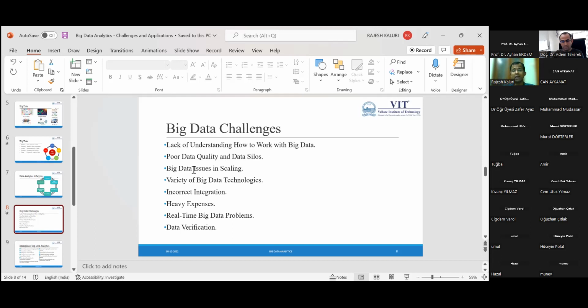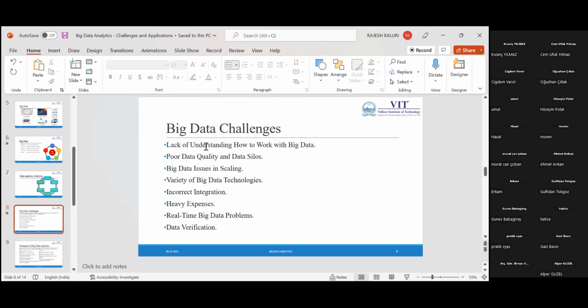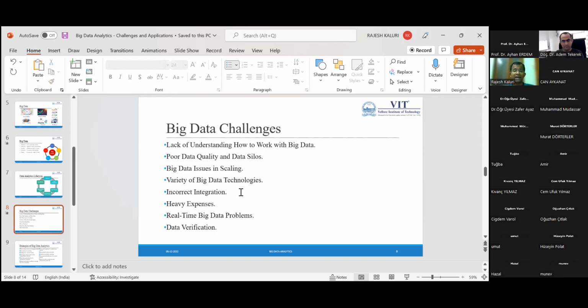And the other one is big data issues in scaling. There are two types of scaling: one is called horizontal scaling and the other vertical scaling. When you talk about vertical scaling and horizontal scaling in big data, there are so many issues that will arise, especially when people do not have an idea of working with big data; it is very difficult to resolve those issues. Then, what are the different varieties in big data technologies? So these are all the many challenges under big data, and also incorrect integration.